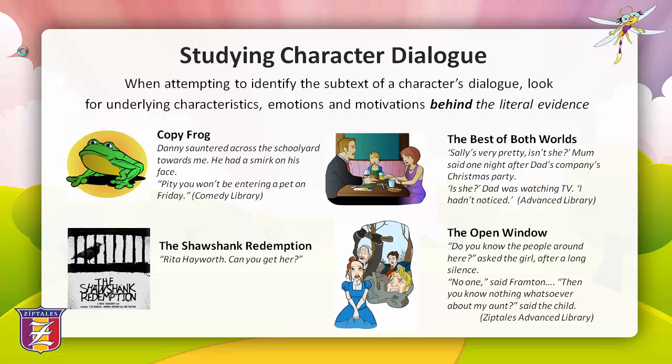"Do you know the people around here?" asked the girl, after a long silence. "No one," said Frampton. "Then you know nothing whatsoever about my aunt," said the child.